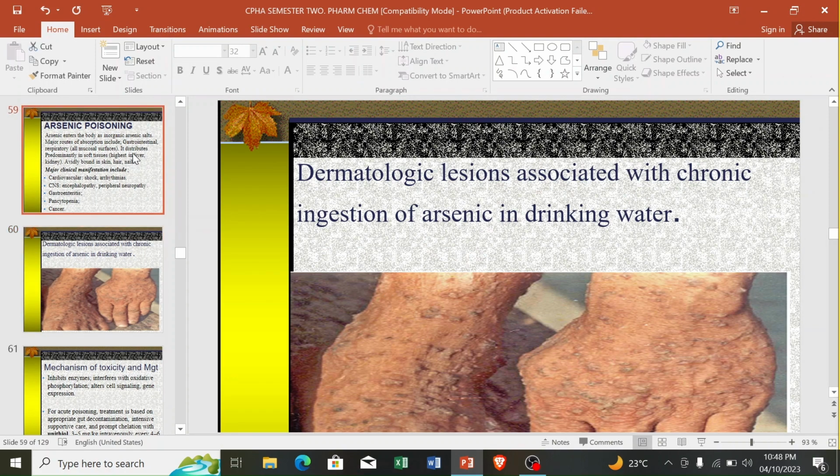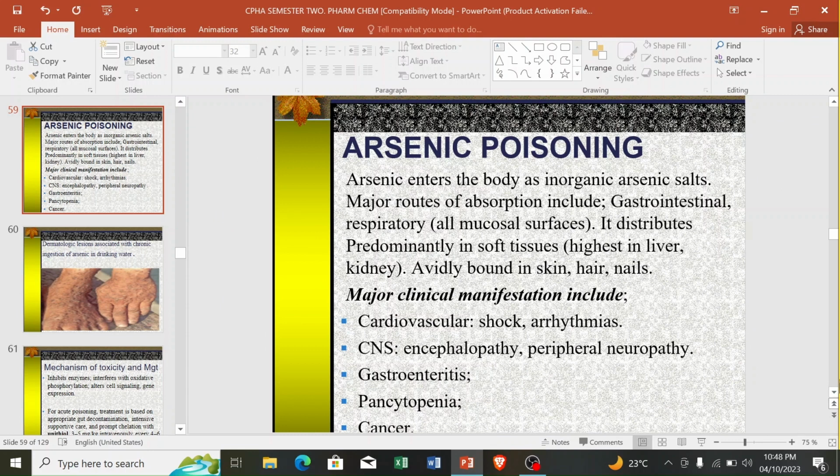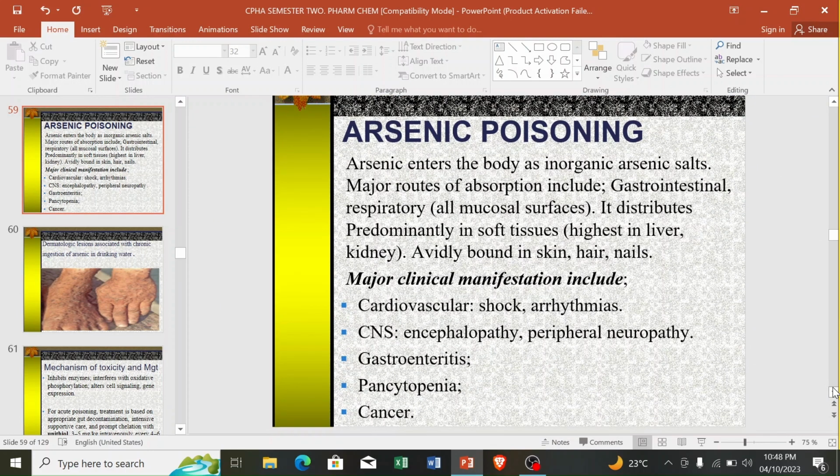Oops. I think when I try to reduce that, and then we see what we can do. We have pancytopenia and then cancer. This you need to know about them. When you enter deep into pharmacology and therapeutics, you'll be in position to understand all this.